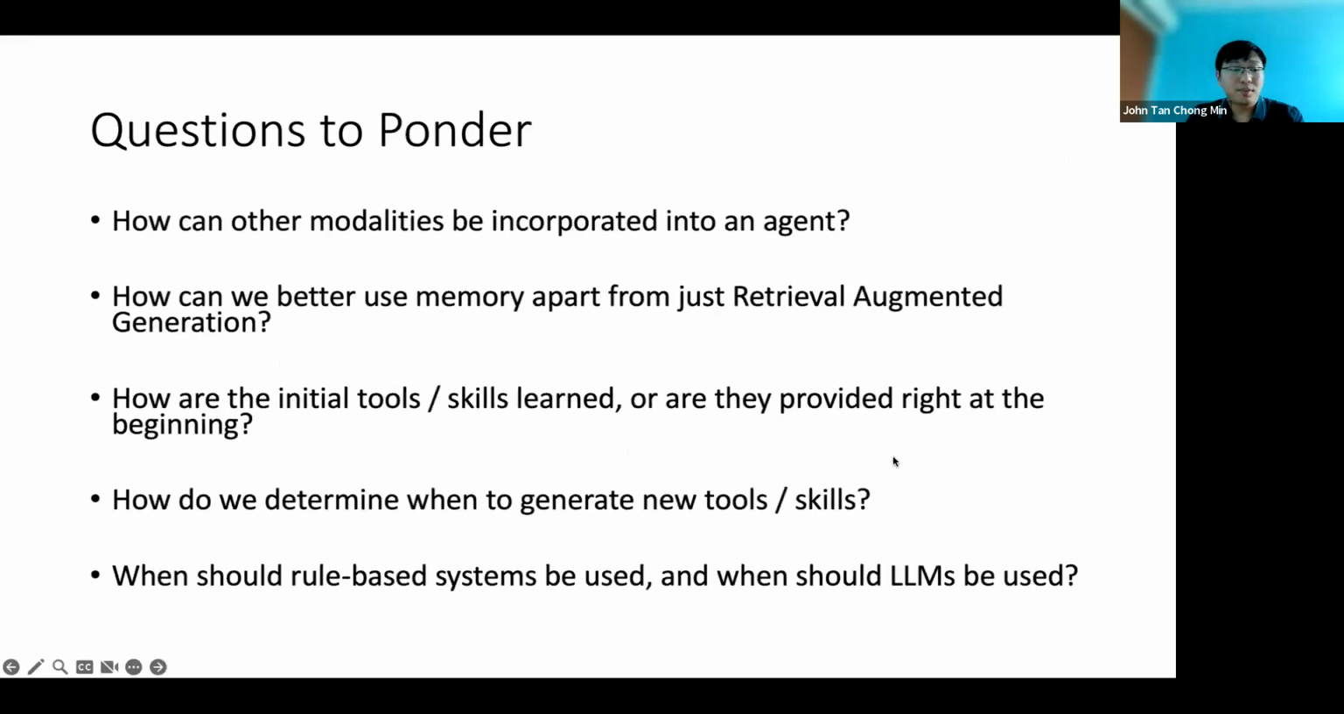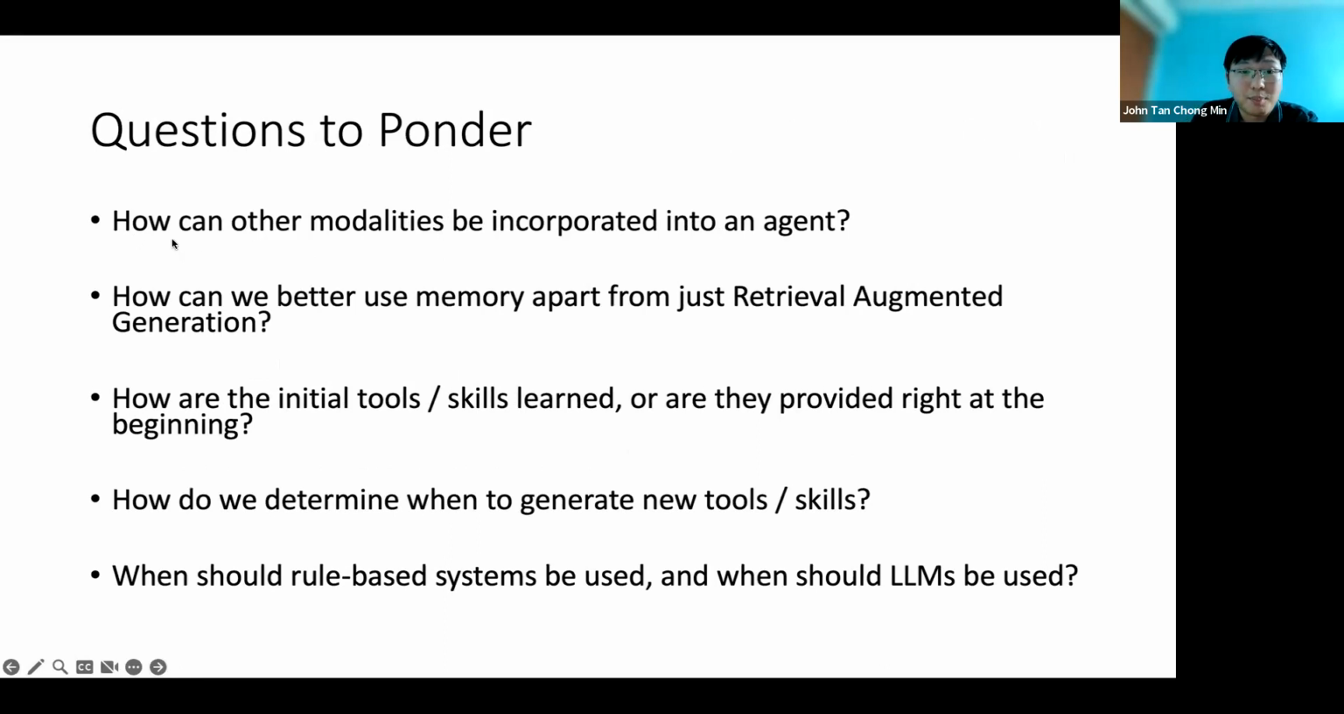And now I'd like to invite everyone for some discussion. These are questions to ponder. Usually I do this every session. I'm going to go through the questions, and if you have anything else you want to add, feel free to speak up or talk in the chat. I'll spend the next 5 to 10 minutes on the questions to ponder.